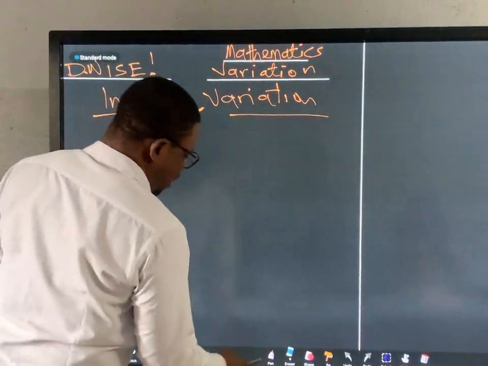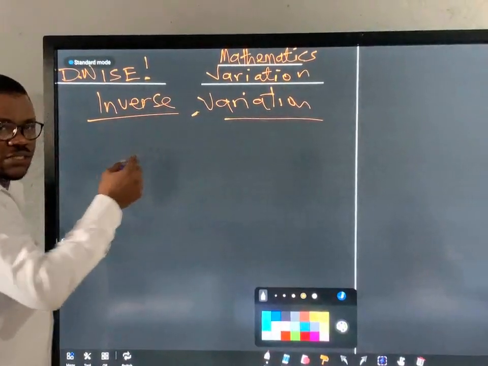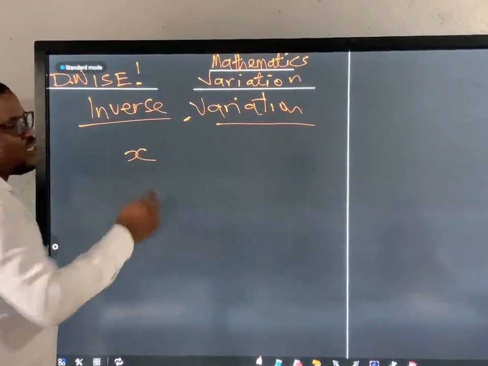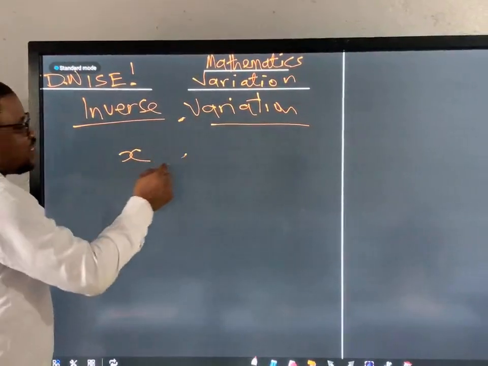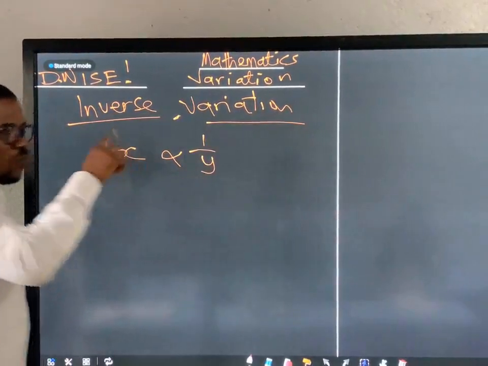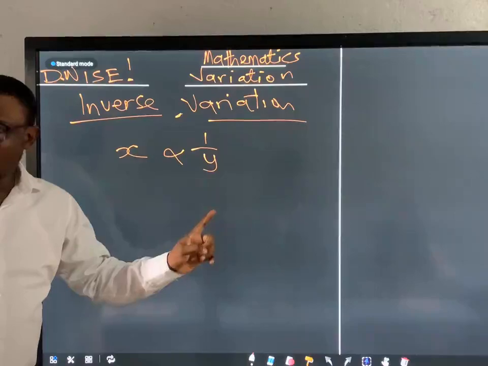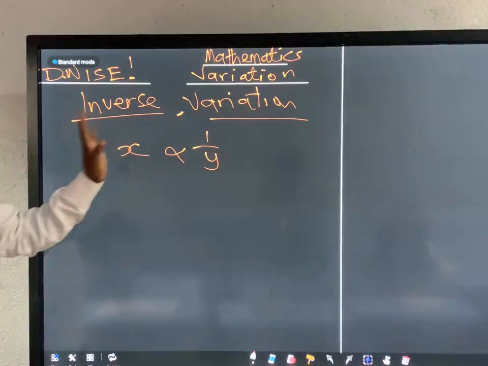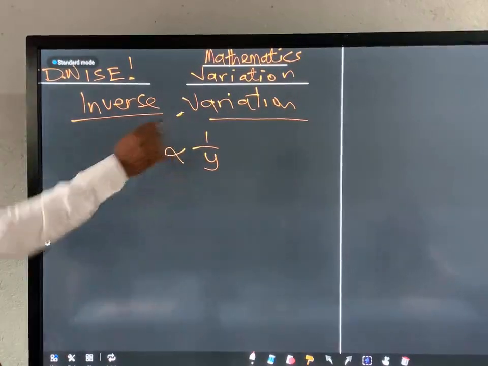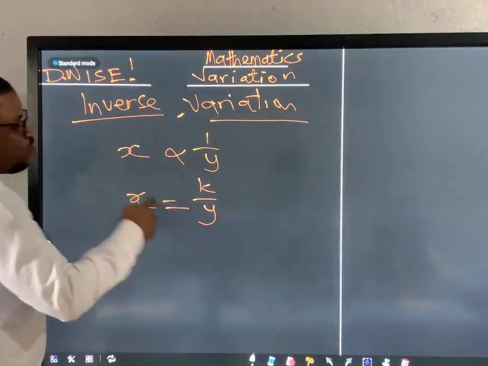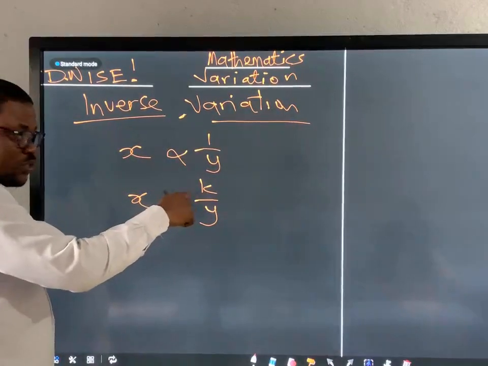Now, this is how we write it mathematically. If x is inversely proportional to y, this is how I'm going to write it: x is proportional to 1 over y. This is not x inversely proportional to 1y. This is x inversely proportional to y. Do you understand? And then we introduce the constant, which is going to be k over y. When we change this to an equal sign, we introduce the constant.